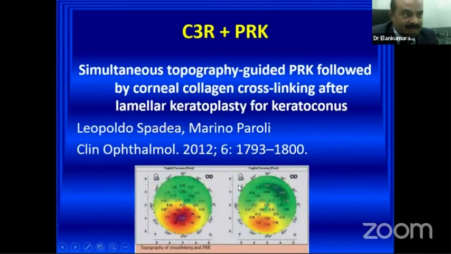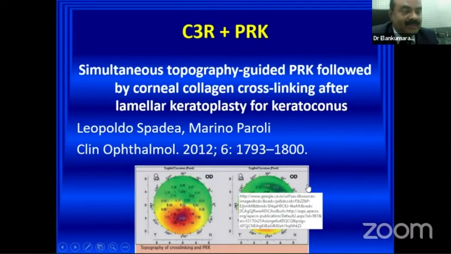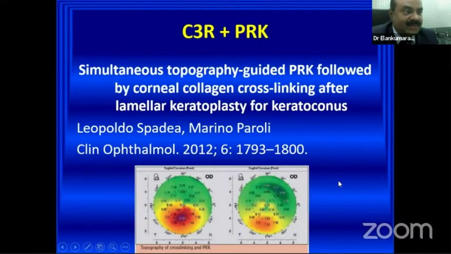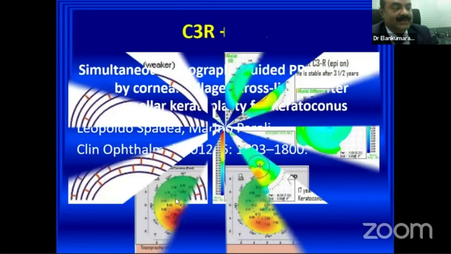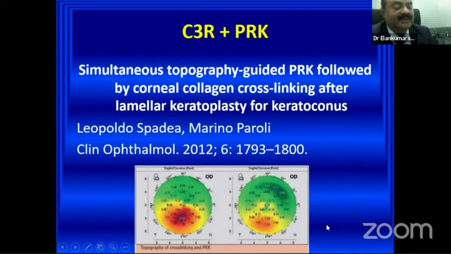Somehow I'm not very comfortable with this procedure. Only with a thickness above 450 microns, or 470 microns, would I dare to touch this procedure, and that too only in suspicious keratoconus after explaining the problems. This is what it does. The surface irregularity reduces.